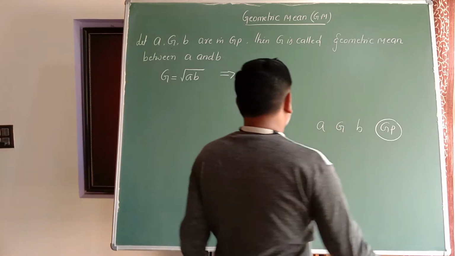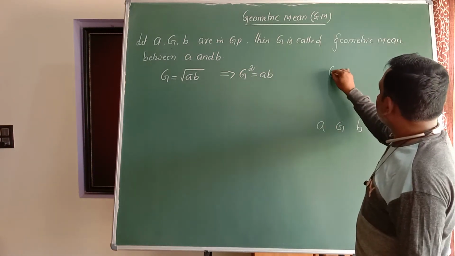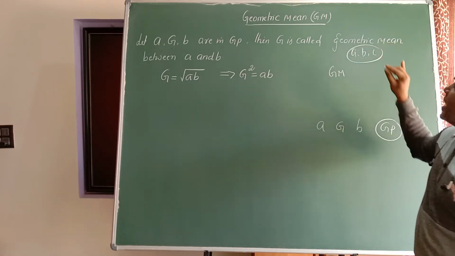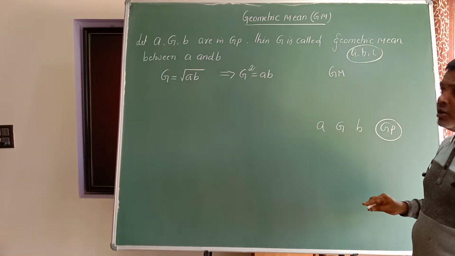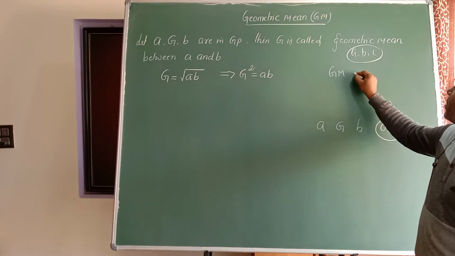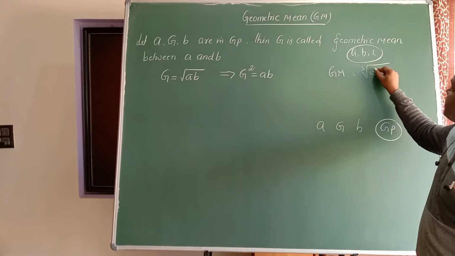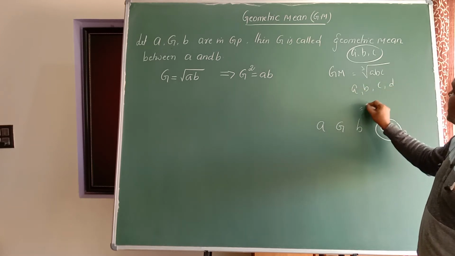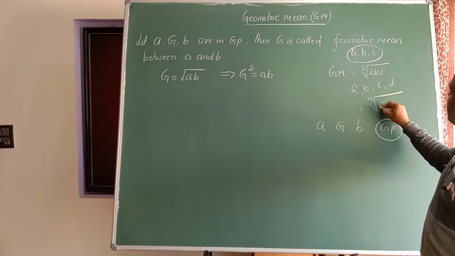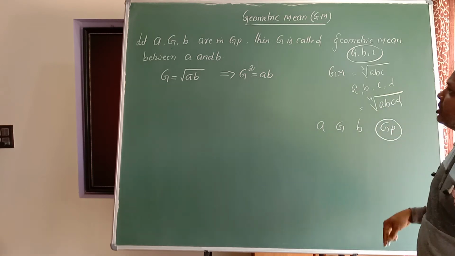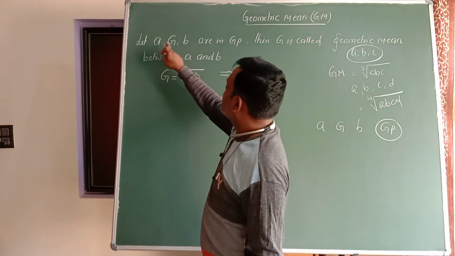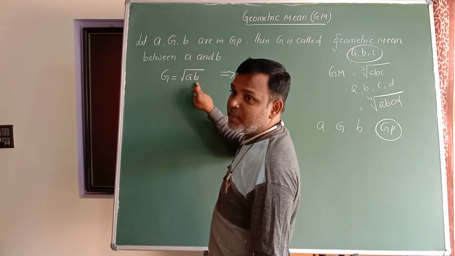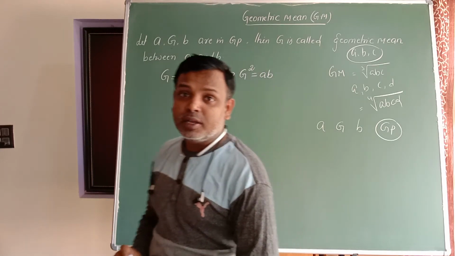Then what is the formula to find the geometric mean between three numbers? Let it be A, B, C. When A, B, C are the three numbers, the geometric mean is given by the cube root of the product. If it is four numbers A, B, C, D, the geometric mean is given by the fourth root of the product of these numbers. Since we have only two numbers, the geometric mean between the two numbers is given by G equals square root of AB, or nothing but G square is equal to AB.